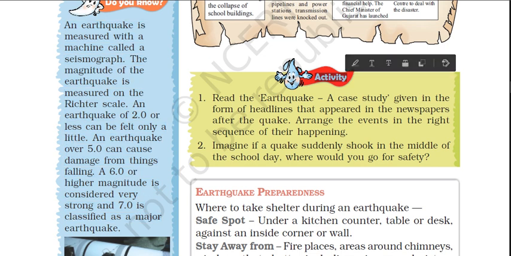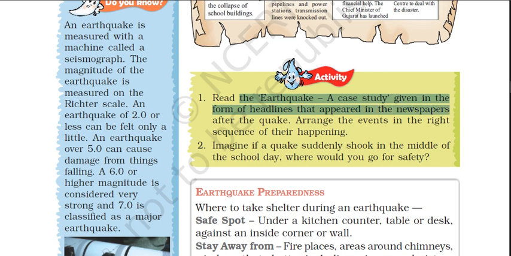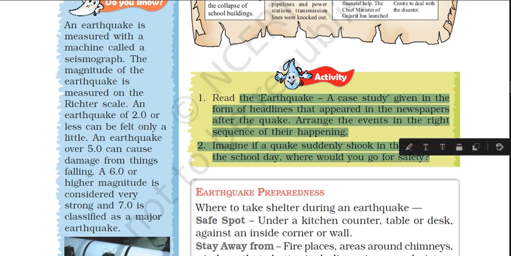Activity. Read the earthquake, a case study given in the form of headlines that appeared in the newspaper after the quake. Arrange the events in the right sequence of their happening. Imagine if a quake suddenly shook in the middle of the day at school, where would you go for safety?